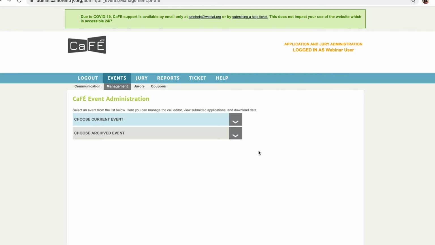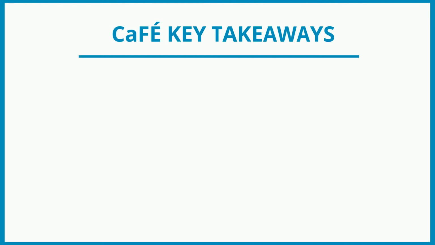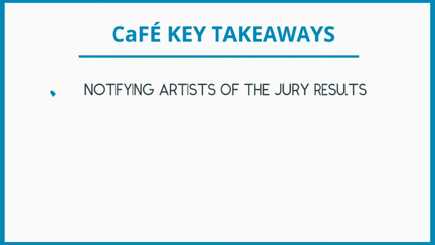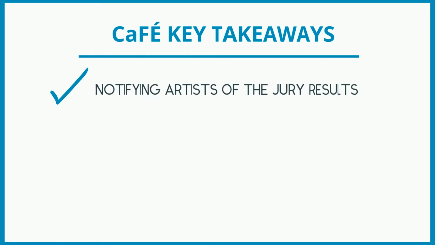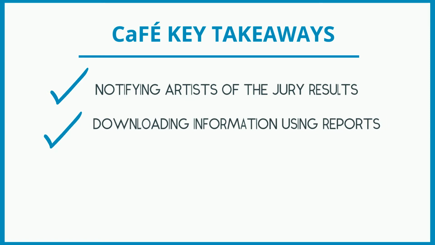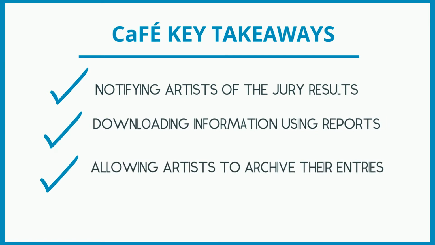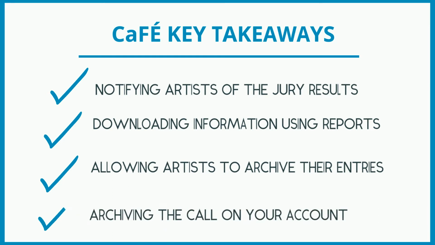In today's webinar, I will be going over the final steps for completing the call hosting process on CaFÉ. These are the things you will do after the jury process is complete and when you're ready to start taking your event or show out of CaFÉ and into your gallery, online exhibit, public art project, whatever it is you are working on. So the key items we will be discussing today are notifying the jury results to the artists, downloading information using reports, allowing artists to archive their entries, and archiving the call on your account.